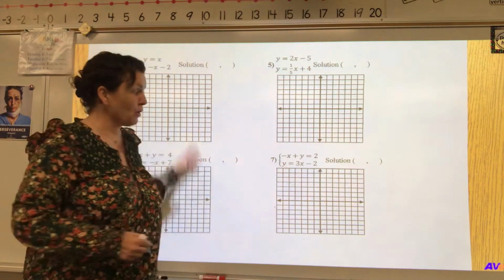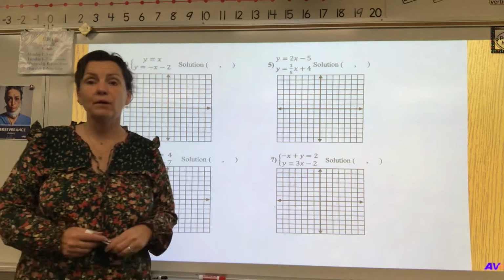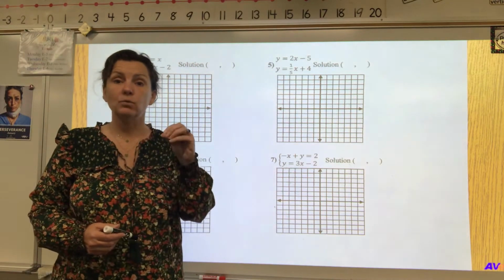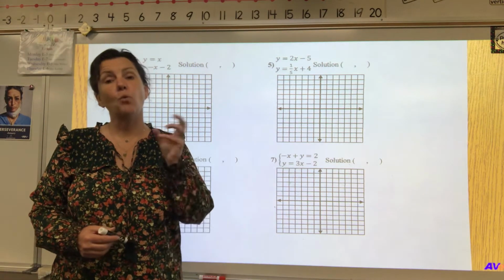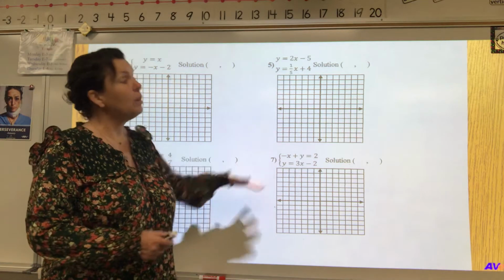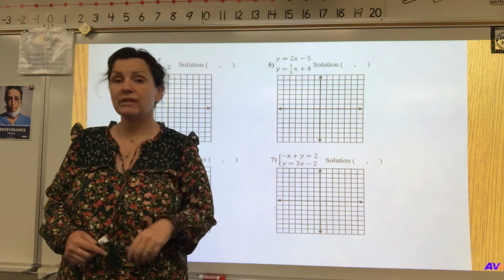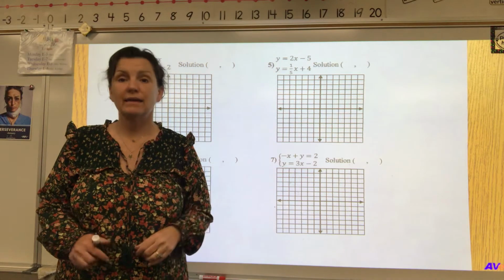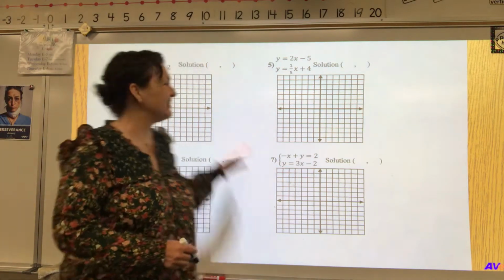So I'm going to do the 4 graphs. Remember, when graphing, we want it set up to be y equals mx plus b. We want the y alone. So all of these will work. They'll have a beautiful intersection point that we can plug in and check. So let's get started on the first one.